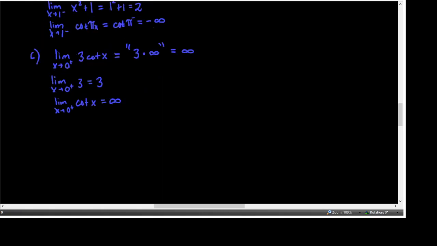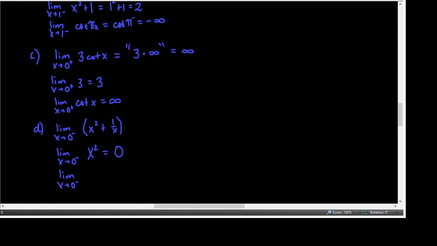Okay, now D. The limit as x approaches 0 from the left of x squared plus 1 over x. So let's look at those individual pieces of this problem. X squared, since that's a polynomial, we can do by substitution. 0 squared is 0.